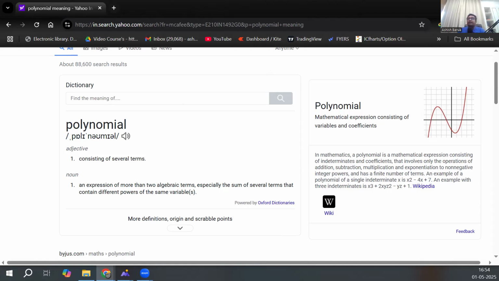So from the definition part, what we can understand is any expression like 2x squared minus 3x plus 7 is an algebraic expression consisting of three terms. And similarly, say 9x to the power 5 plus 2x to the power 4 minus 3x to the power 3 plus x minus 7 is equal to 0. So it's again a polynomial. Now, this definition part is there.